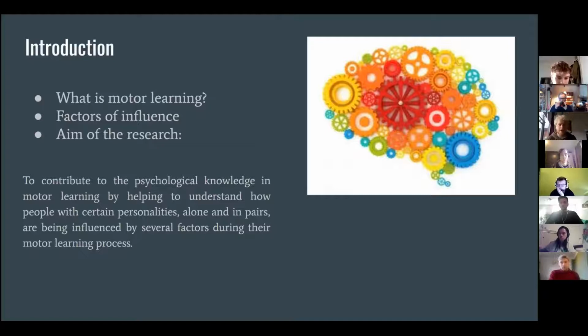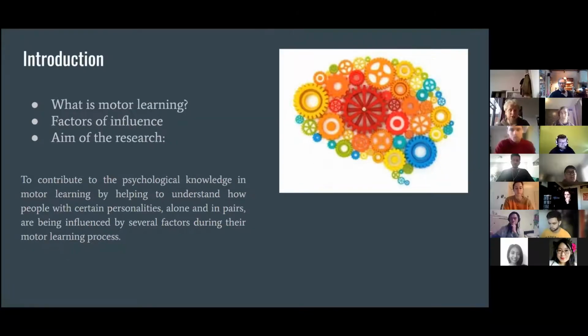So first, what exactly is motor learning? Motor learning basically enables humans and animals to gain new skills, or it improves the accuracy and smoothness of an action. So as you can imagine, motor learning has huge practical relevance, for example for babies, injured people, dancers, musicians, sporters.